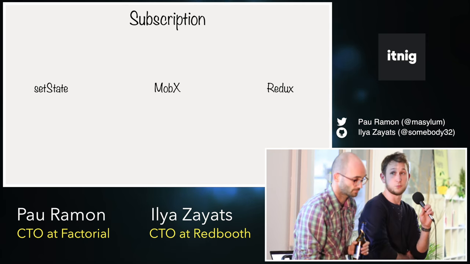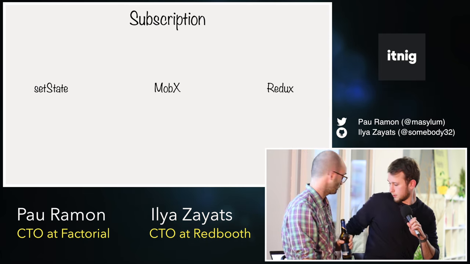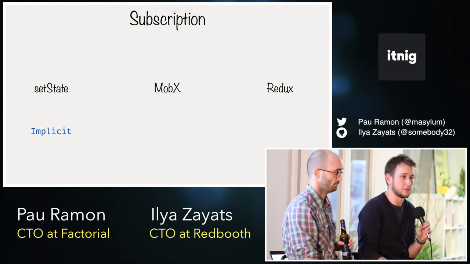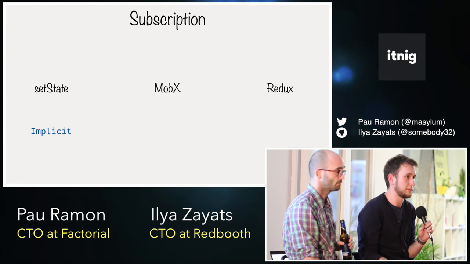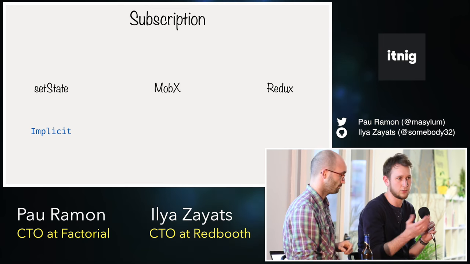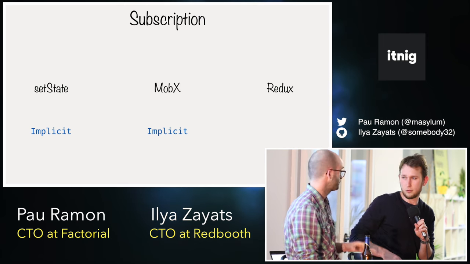The next thing is subscription. For setState, I think it's kind of obvious that it's implicit: any component listens to its own state and automatically updates, so you don't need to do anything. Every time you call this.state, you're expecting there to be some data there. For MobX, the same story?